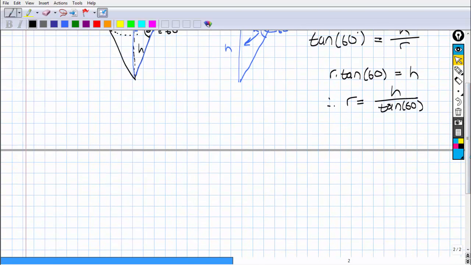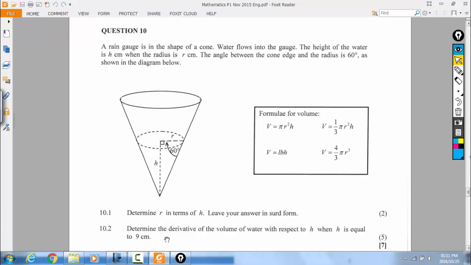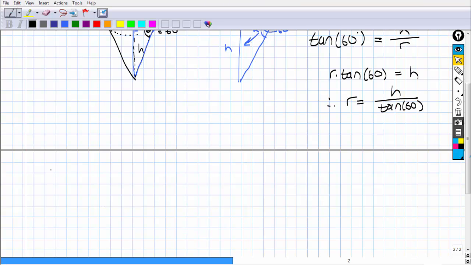10.2 says determine the derivative of the volume of water with respect to h when h is equal to 9 centimeters. What do we have to do? It says take the derivative of the volume. So what is the volume? How do we figure out volume? Well, you first have to remember what the volume of a cone is. The good thing is there are 4 formulas.